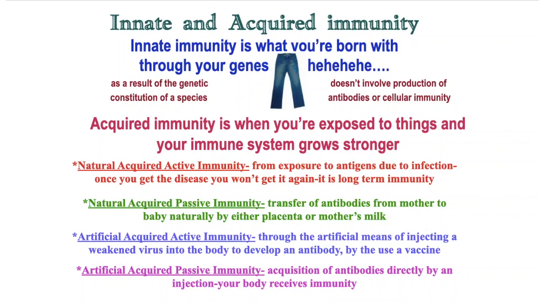So you have an exposure to the antigens, you get the disease, so you won't get it again. It's a long-term immunity. Natural passive is, we said, mother to child. This could be antibodies in the milk or going through the placenta to the baby. Artificial active is through the vaccine, the shot. You get the weakened virus. Artificial passive, we said, is the acquisition of the antibodies directly in the body through a serum. So we're going a little more detailed in the names here.